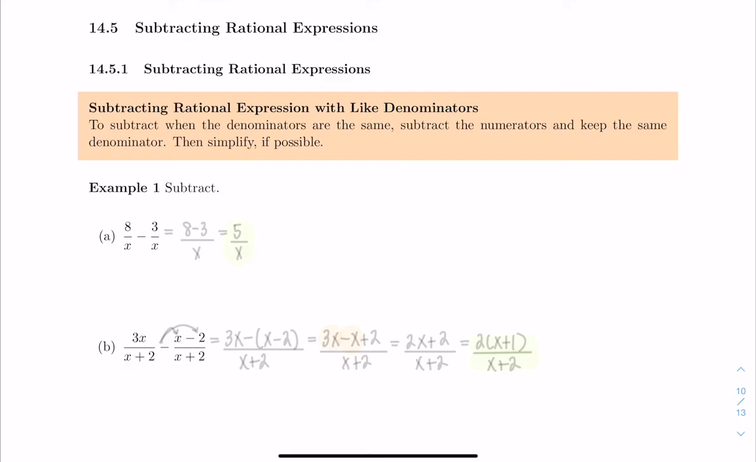So 8 over x minus 3 over x. Since we have the same denominator, we're just going to subtract the numerators. So 8 minus 3 all over x. And so we end up just getting 5 over x.